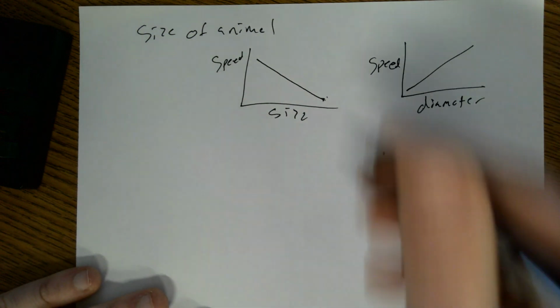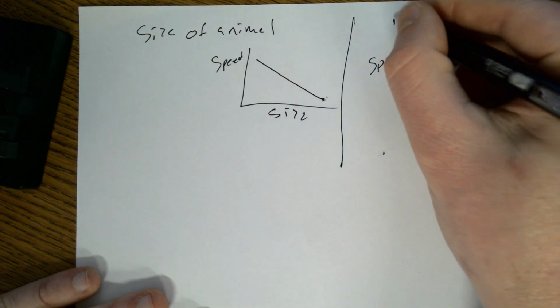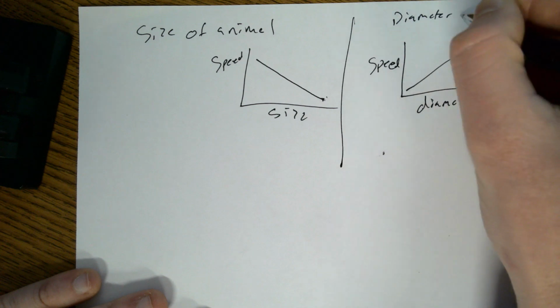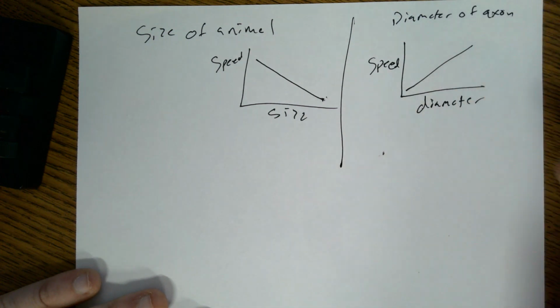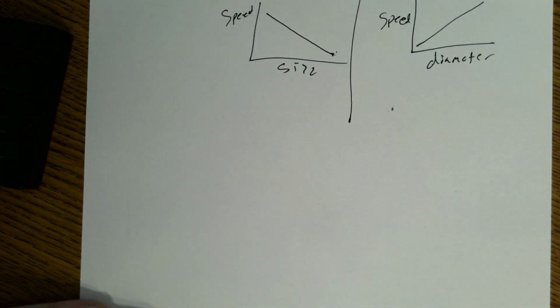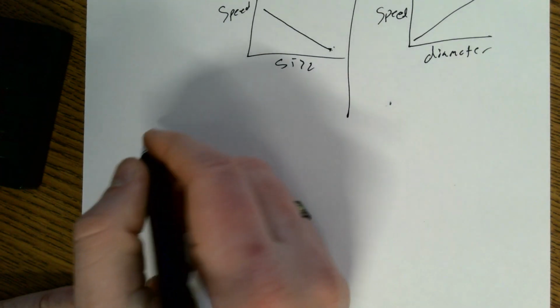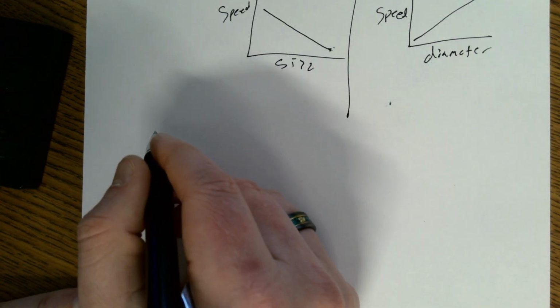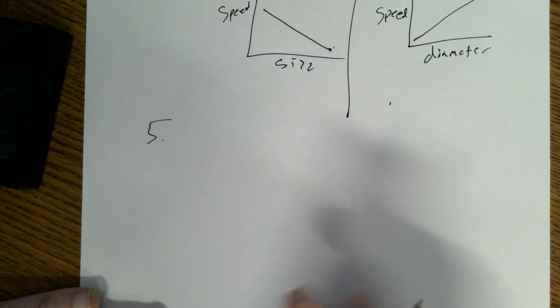Okay, so these are unrelated. This is the diameter of an axon, and the other one is the speed of the animal. You can see how they have different relationships. Okay, so now that's basically what you need to know for SL, for moving it along an axon.